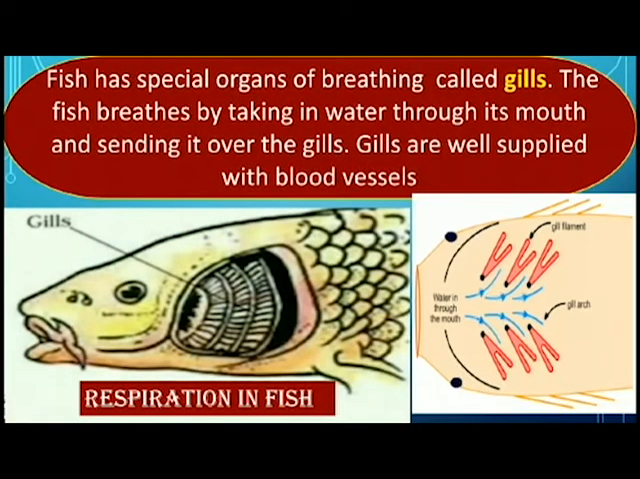Now let us discuss respiration in fish. Fish have a special organ of breathing called gills. The fish breathes by taking in water through its mouth and sending it over the gills. Gills are well supplied with blood vessels.